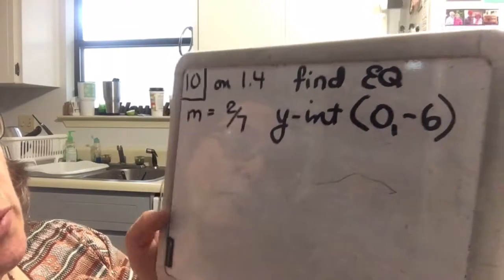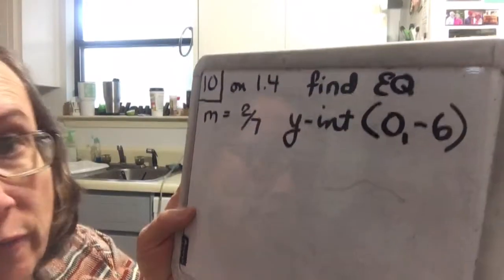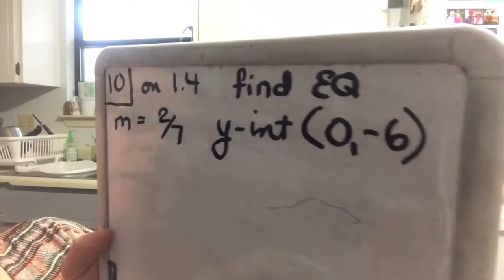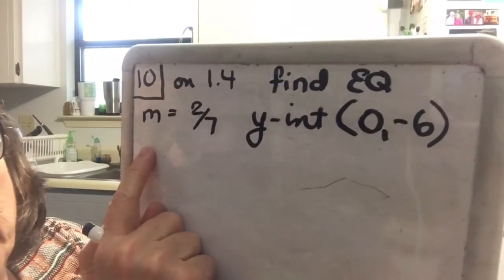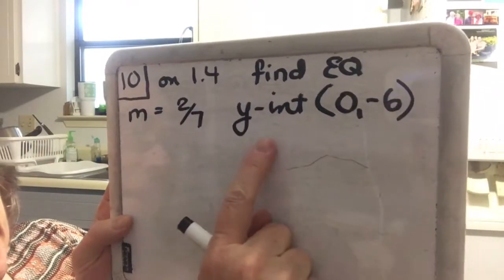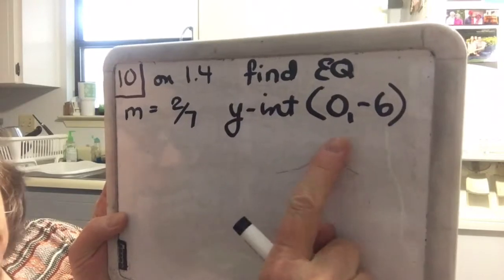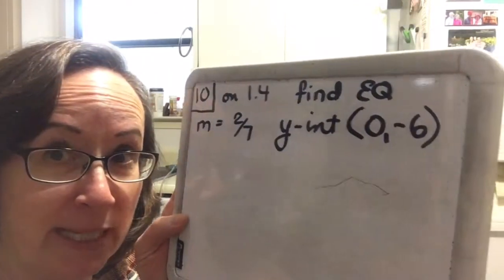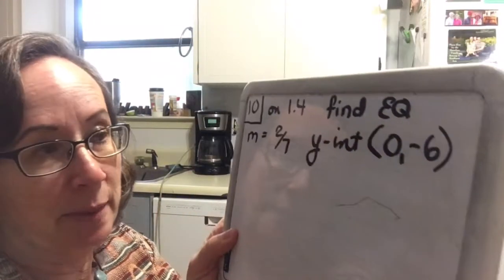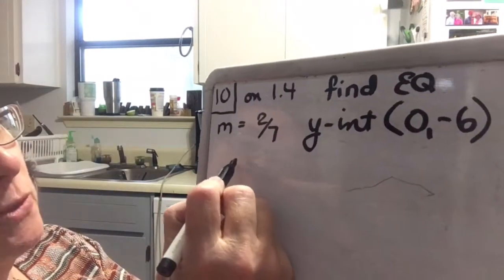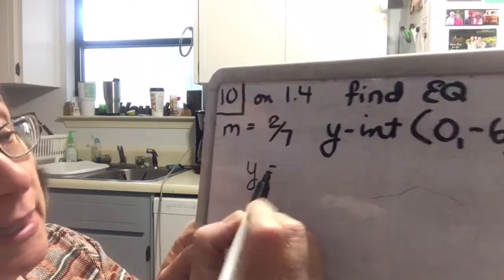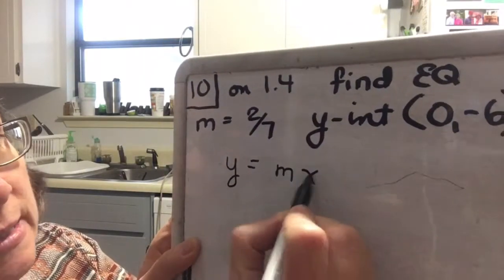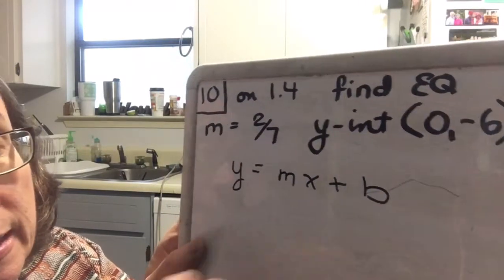And on 1.4, we're supposed to find the equation of the line in slope-intercept form that has a slope of 2/7 and a y-intercept of (0, -6). So that one's pretty easy. We shouldn't have a problem with that because the slope-intercept form is y = mx + b.